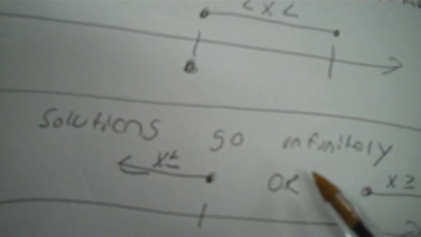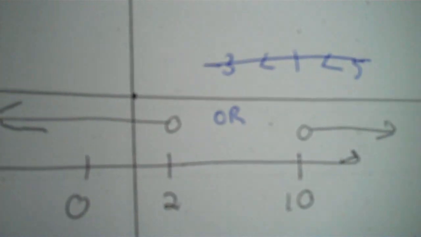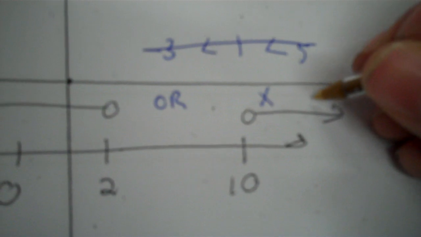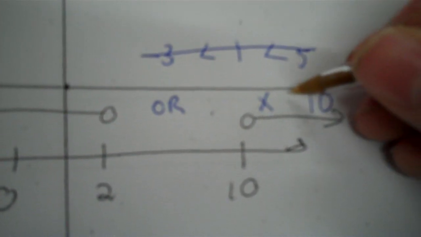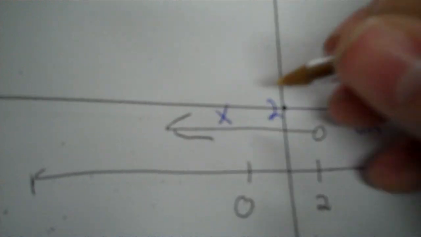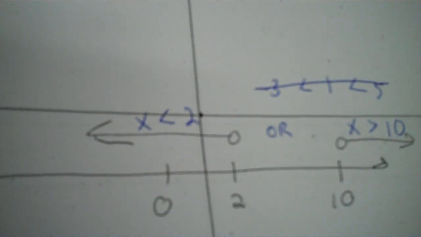Okay, now when the solutions go infinitely outward in both directions, you write the word or, and then you just label them separately. So x, that way is greater than, okay. x, that way is less than, okay. Or just like that. Greater than this way, less than that way.